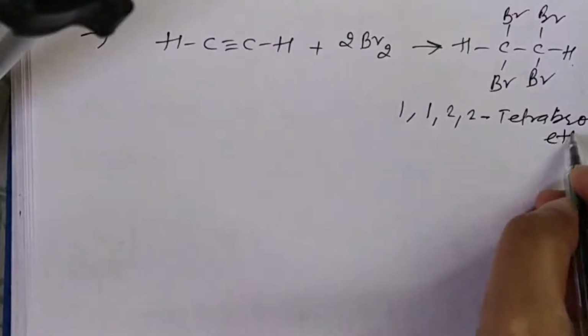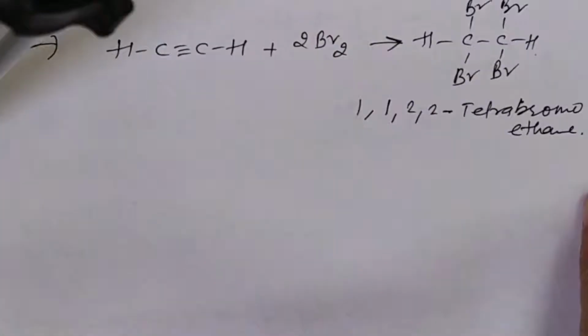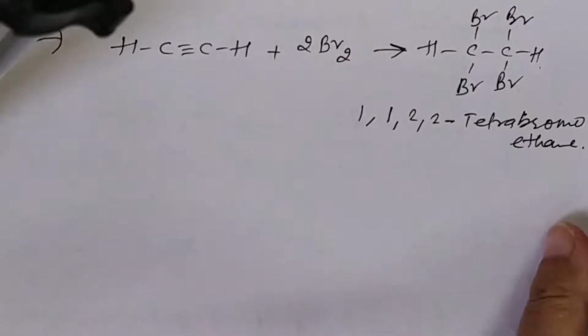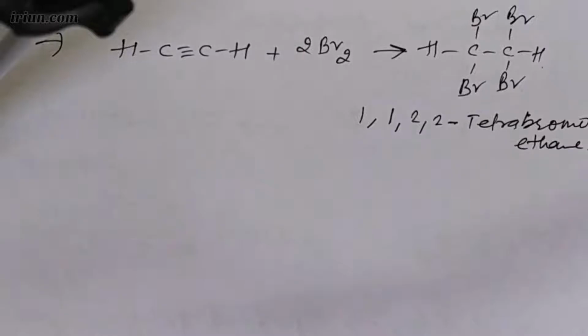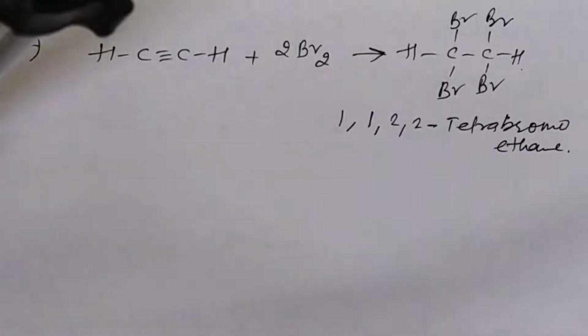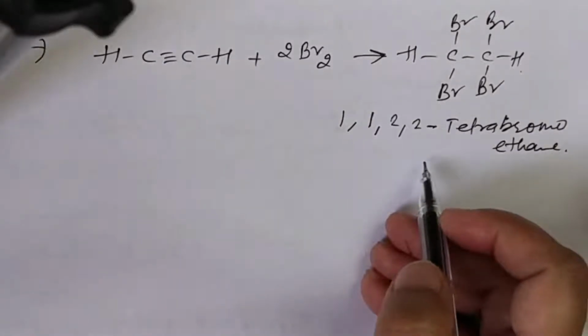This will be 1,1,2,2-tetrabromoethane. Okay, so it will be the 1,1,2,2-tetrabromoethane molecule. Have you gotten the IUPAC name of the compound? So here the unsaturation of a compound can be removed by adding a halogen molecule. We are taking the example of bromination, in which addition of bromine can be done to the unsaturated compound to form a saturated organic compound.